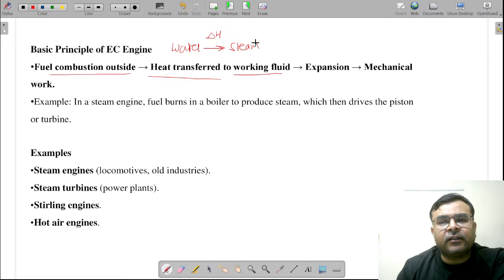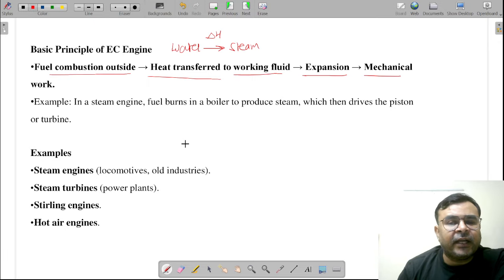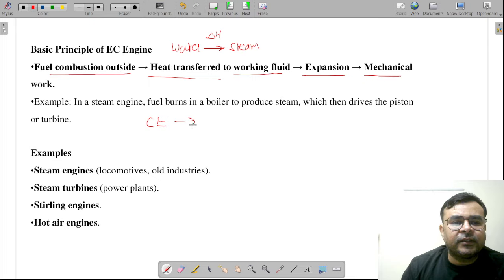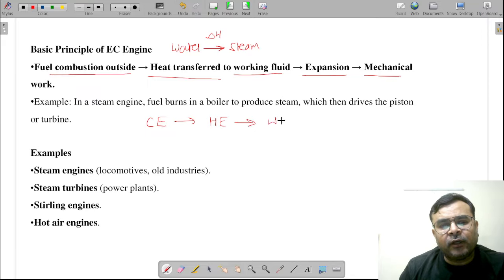And of course its pressure and temperature are high as compared to water, and this pressurized steam is further used to expand inside the piston cylinder arrangement, so that this pressure energy will be converted into kinetic energy. Is it right? So like this you can transform this fuel energy into mechanical work. So this is the basic principle of an external combustion engine. So are you getting this? So obviously you have a chemical energy, and this chemical energy is further used to produce heat energy, and this heat energy is used to convert water into steam.